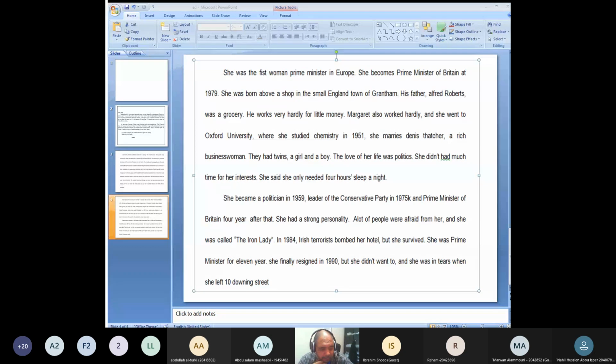They say he works very hardly for little money. Is it okay to say it, or do we say he works very hard? By the way, the difference between hardly and hard is so big. Hard is about working hard. You work hard for something. If you say that you work hardly, it means that you don't work at all. See how different the meaning is.